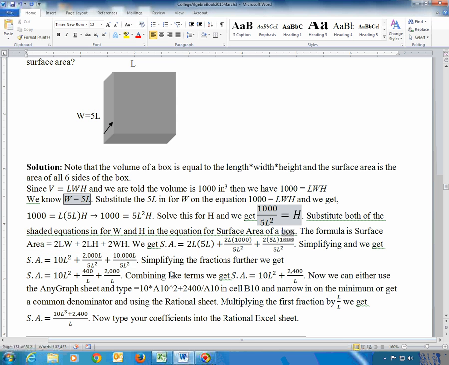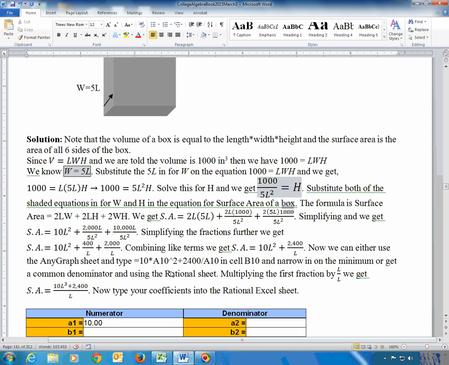Okay, simplifying further, let's see what we get here. So right here, 10L squared. 2,000 divided by 5 is 400. The L over L squared, you have an extra L on the bottom. 10,000 divided by 5 is 2,000, and you have an extra L on the bottom. Use a calculator to help you simplify those. So now we can combine these two right here. 400 plus 2,000, since they already have a common denominator, is 2,400 over L.